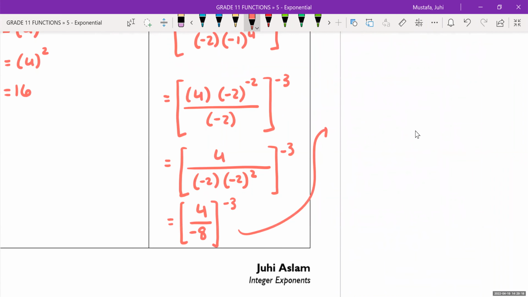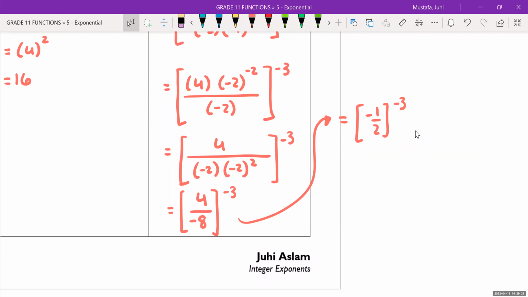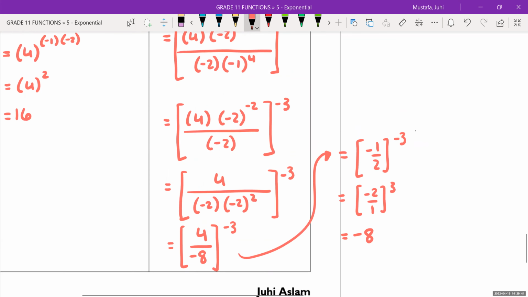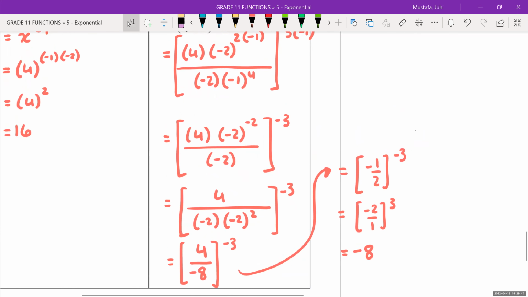Okay, I'm just going to bring this over here. 4 over -8 is the same as -1/2 to the power of -3. To get rid of the -3, I am going to take the reciprocal. So I switch the numbers around, and then I can change my -3 to a +3, and that gives me my final answer of just -8. This question can be confusing, but like I said, if you just do it in steps, it should make sense.